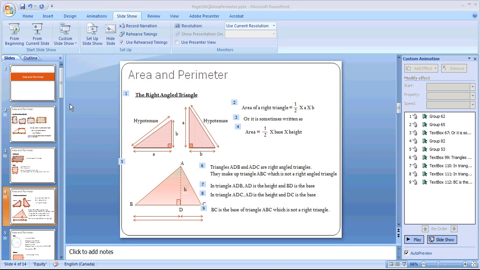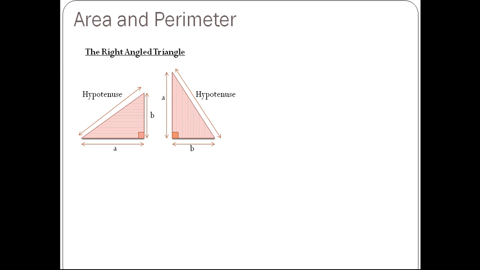Hello, today we're going to look at the area of a right-angled triangle. Here is my right-angled triangle. I drew it in this way with a right angle, of course. Now, a triangle has three sides, and the side directly opposite the right angle is called the hypotenuse.